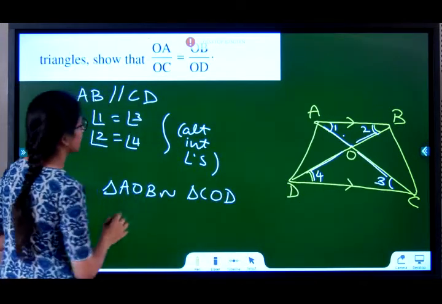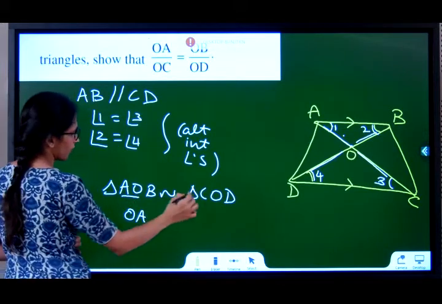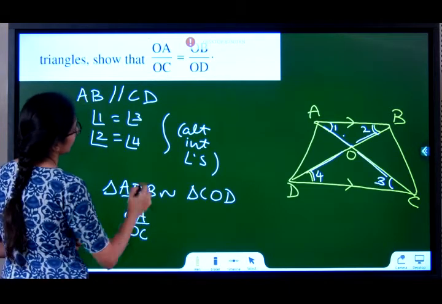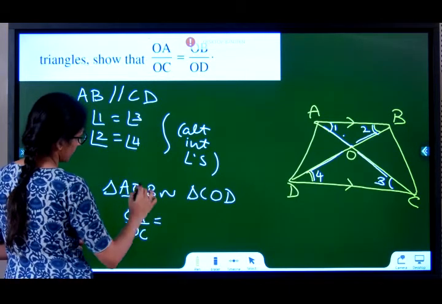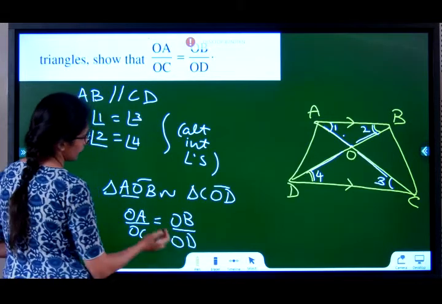Now go back to the question and see what you want. You want OA. So take OA. If you take OA from here, what should you take from there? OC. Fine. Next you want OB. So take OB from here. If you take OB from here, what should you take from here? OD. Do you want AB?